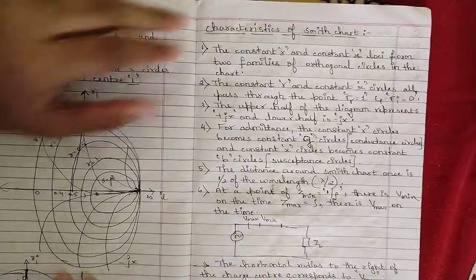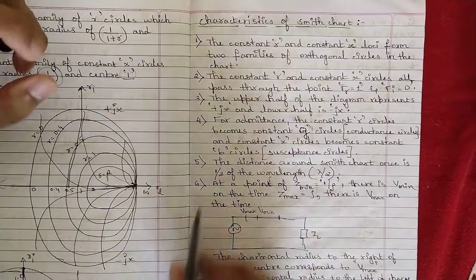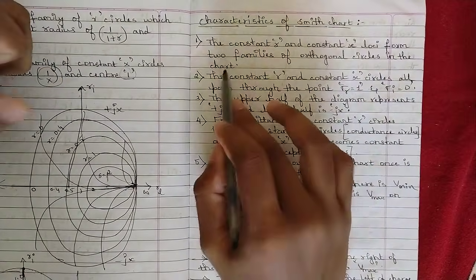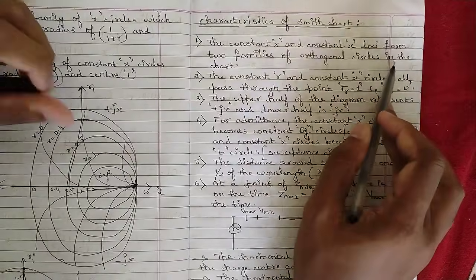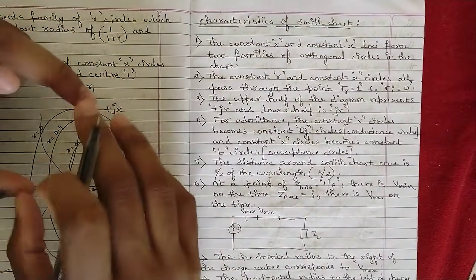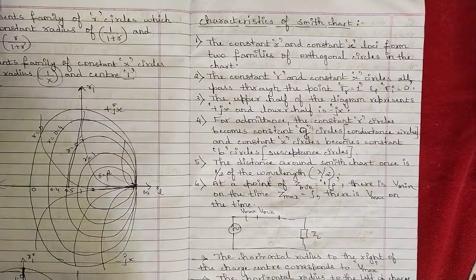So now let us see some characteristics of the Smith chart. The first is that the constant R and constant X loci form two families of orthogonal circles, as I mentioned here. So these are the two families. One is constant R circles, that is for resistance, and constant X circles for reactance.